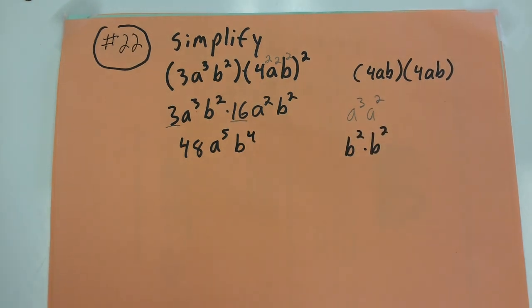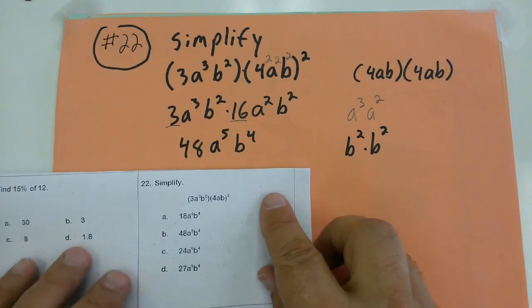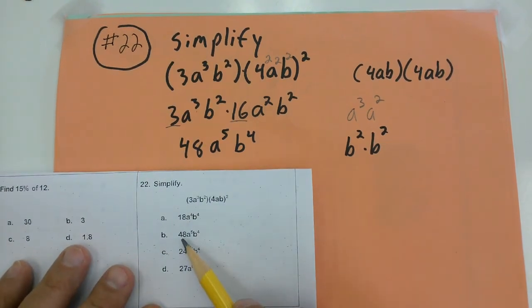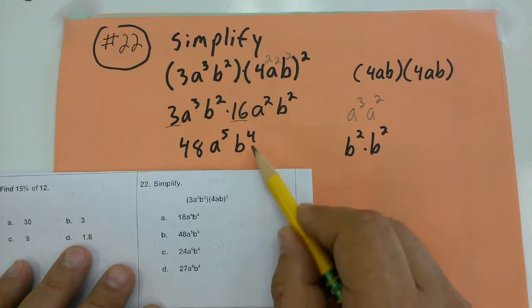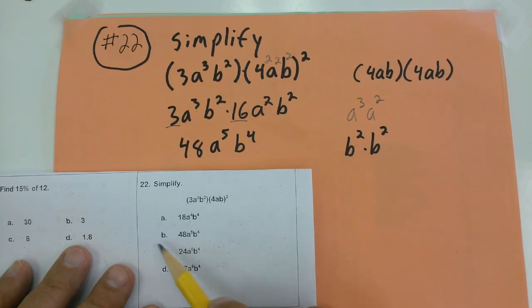Let's see what this looks like from our answer choices, if any of them match up. And there's only one with a 48, a to the fifth, b to the fourth. So my answer choice for the practice test for number 22 is choice B.